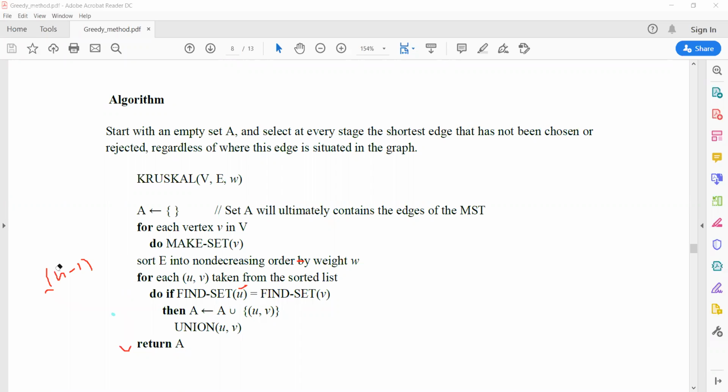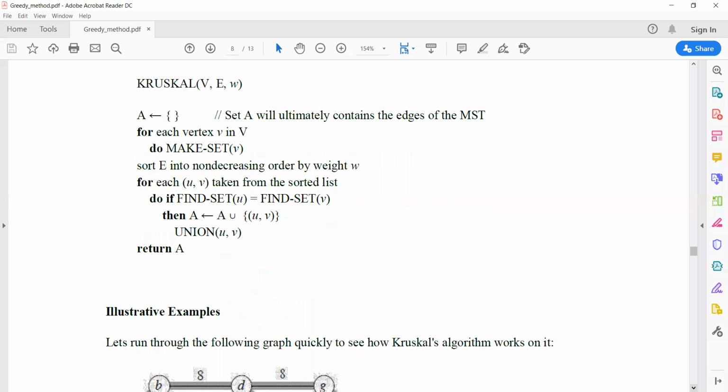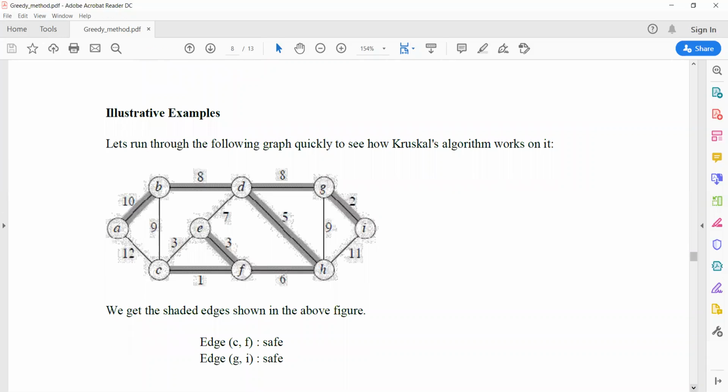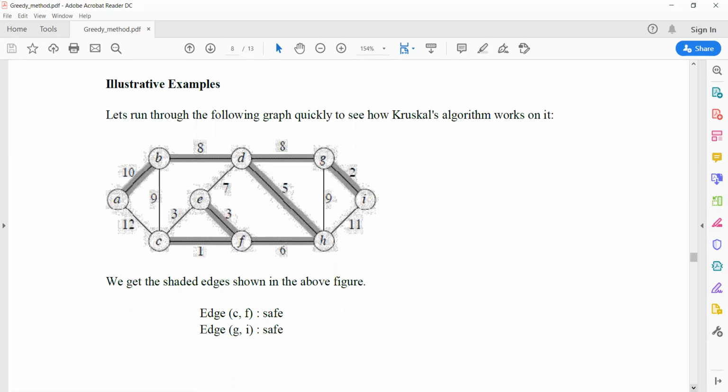Let us now check with some example. This is the illustrated example for Kruskal. So this is the entire figure. You can see the corresponding weights are given.